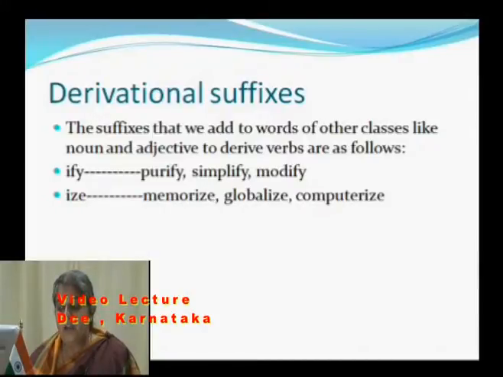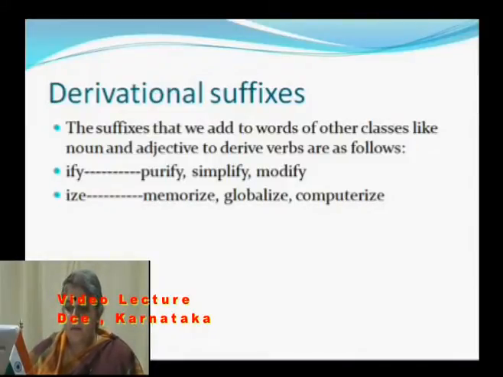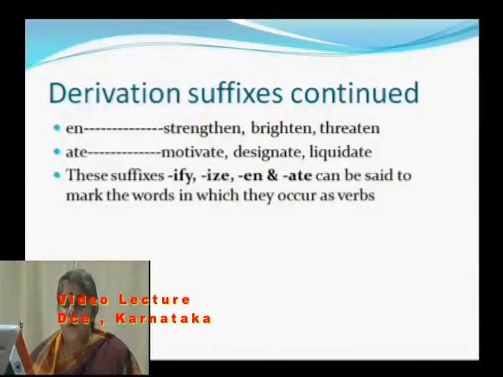Words ending with ify: purify, simplify, modify. Words ending with ize: memorize, globalize, computerize. Words ending with en: strengthen, brighten, threaten. And words ending with ate: motivate, designate, liquidate.